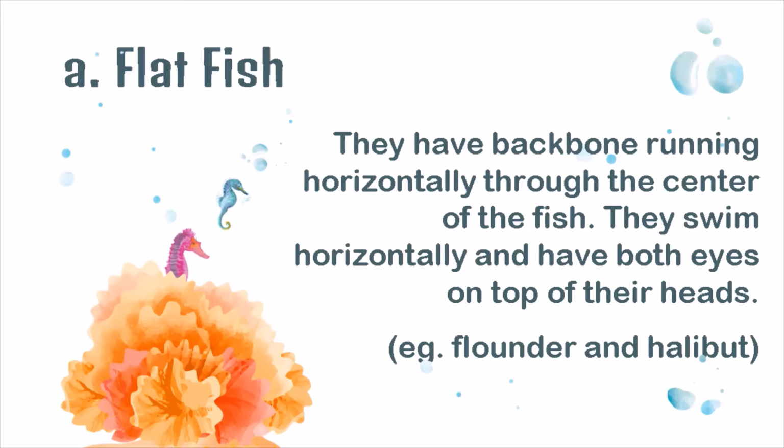Flatfish. Flatfish have a backbone running horizontally through the center of the fish. They swim horizontally and have both eyes on the top of their heads. Generally, flatfish swim along the bottom of the ocean. They have dark skin on the upper side of their bodies to hide from predators.